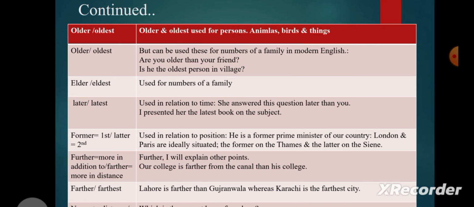Further means more in addition to. Further is also used in addition to distance. Further, I'll explain other points. Our college is farther from the canal than his college. And farther and farthest. Lahore is farther than Gujranwala, whereas Karachi is the farthest city.